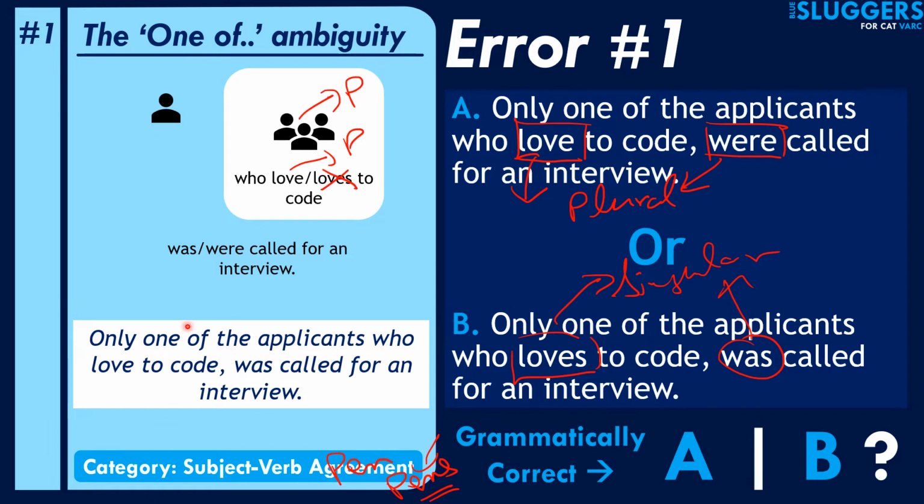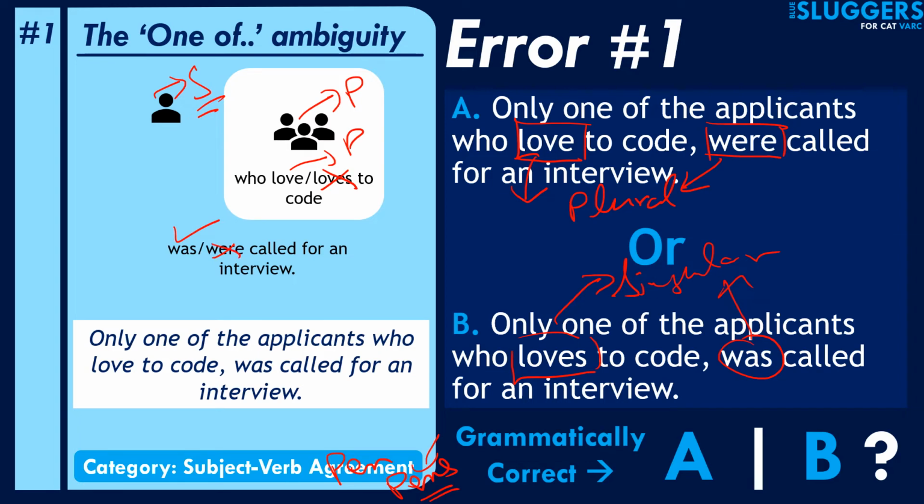Similarly, if you read the rest of the sentence, it says only one of the applicants was or were called for an interview. Okay, so now for the auxiliary verb was or were, what is the apt subject? The apt subject is not all the applicants, because not all of them were called, right? The apt subject here is only one of the applicants. Like this one applicant was called for an interview, and hence we can see that the subject in this case is singular in nature, and hence it should take a singular verb, right?